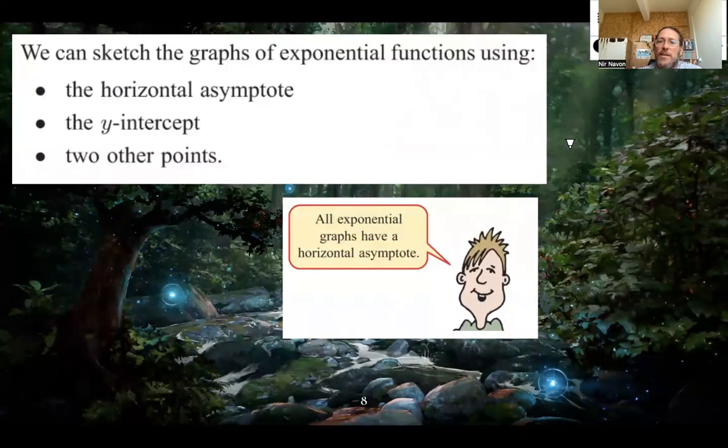To sketch an exponential function, we need the horizontal asymptote, which we've seen, it's fairly easy to find. The y-intercept is when we substitute 0 for x, and then just finding two other points and plotting them. All exponential graphs have a horizontal asymptote, okay?